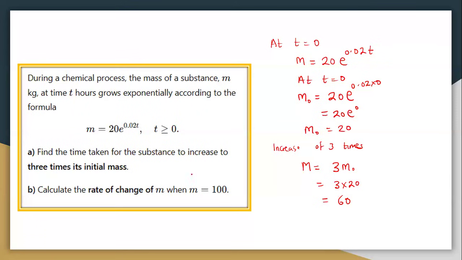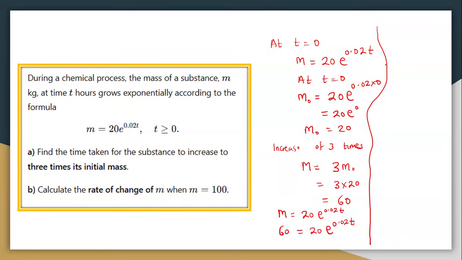So finding the time means that now we are going to solve this kind of equation we have. So what am I going to do? Okay, I'm going to come here and solve. You have your m equal to 20e^0.02t. Where there is m, I'm going to put 60. So I will say 60 equals 20e^0.02t. Now you can solve by saying 60 divided by 20 is equal to 20e^0.02t divided by 20. So what is 60 divided by 20?